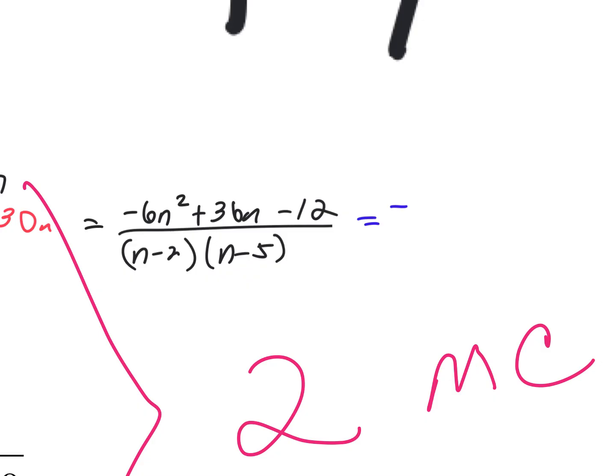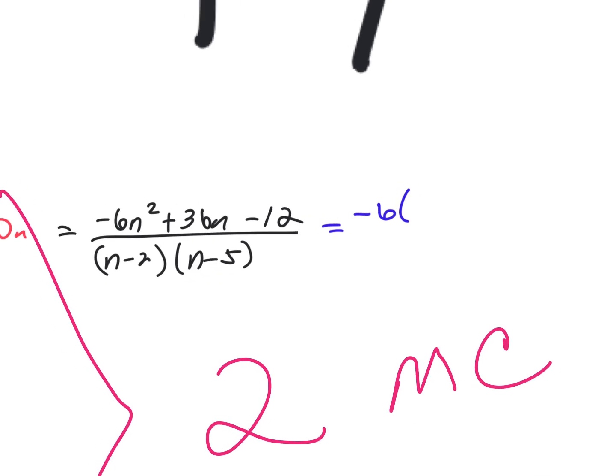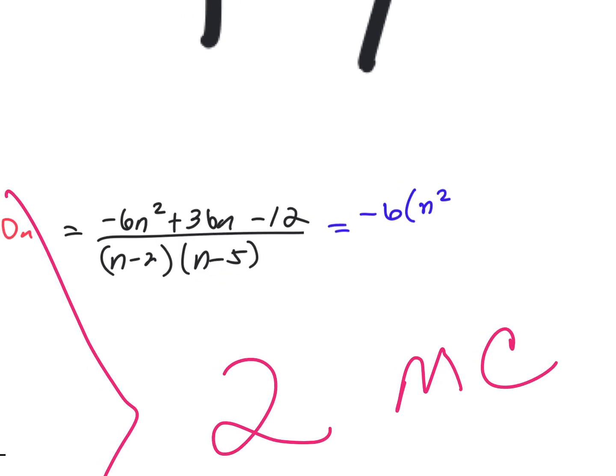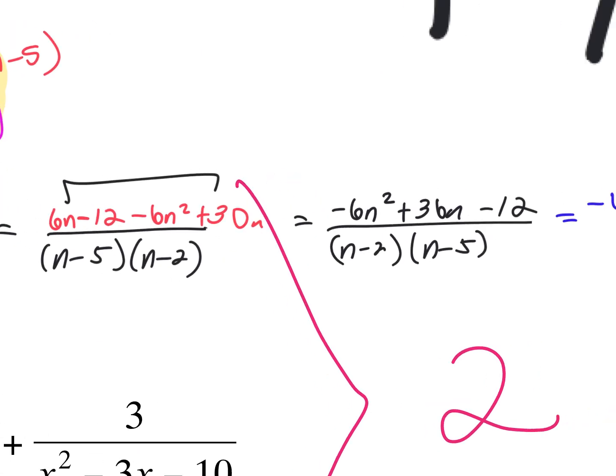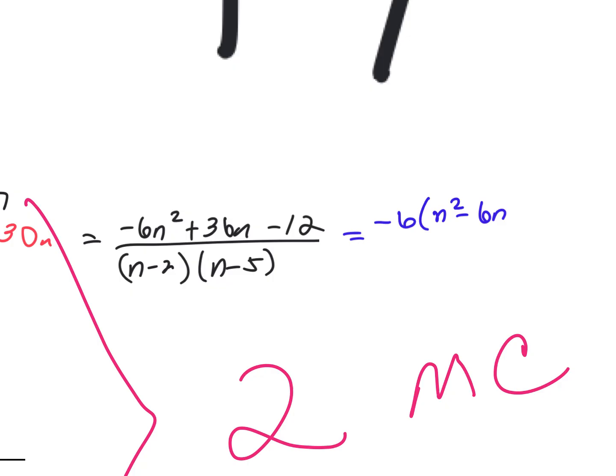Can I take out a negative 6? If I do that, that leaves me with n squared minus 6n, and then minus what, or plus? A negative 12 divided by negative 6 is 2, all over n minus 2, n minus 5.